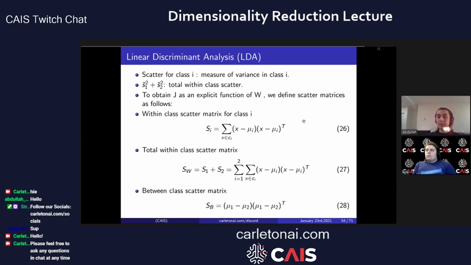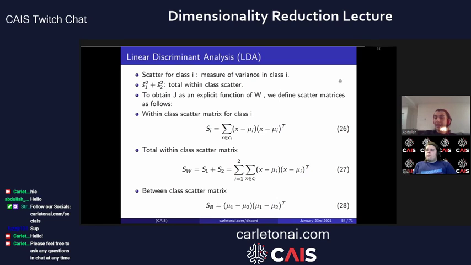So now let's define the matrices we need and see how we can find our ideal transformation matrix, right? We define the scatter for class i. It's a measure of the variance in class i. The total within class scatter is the within class scatter for class 1 plus the within class scatter for class 2, right? So now we want to find J, our objective function, as an explicit function of W, right?